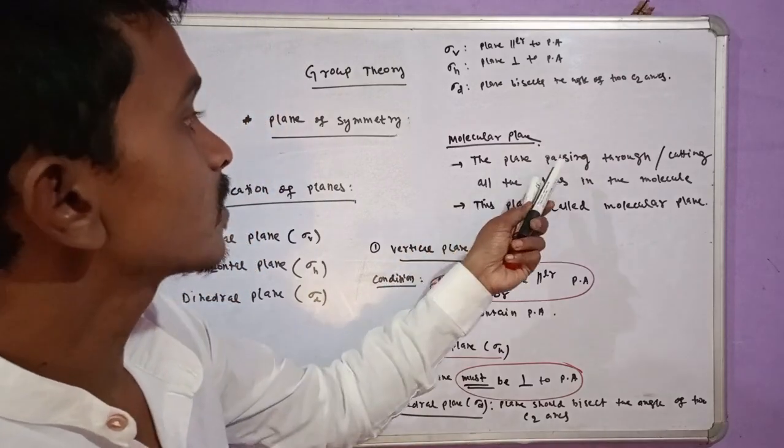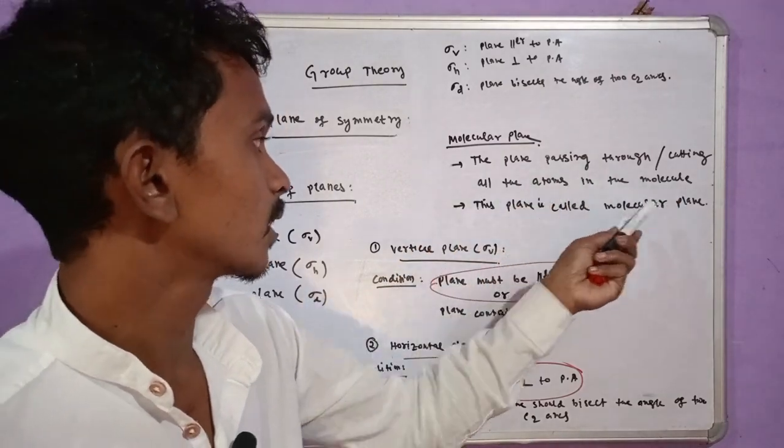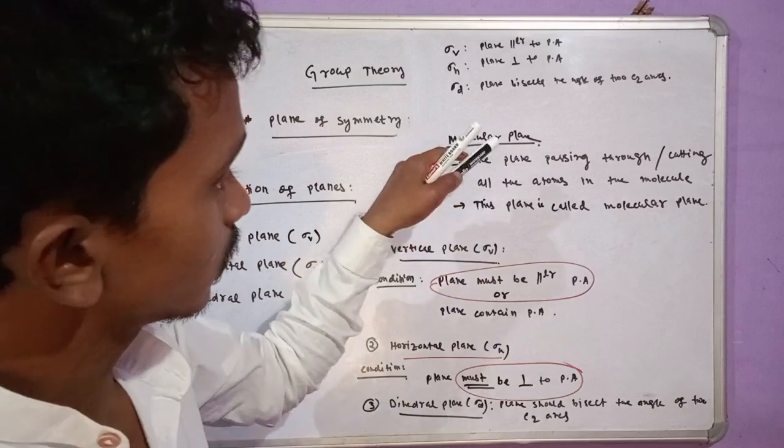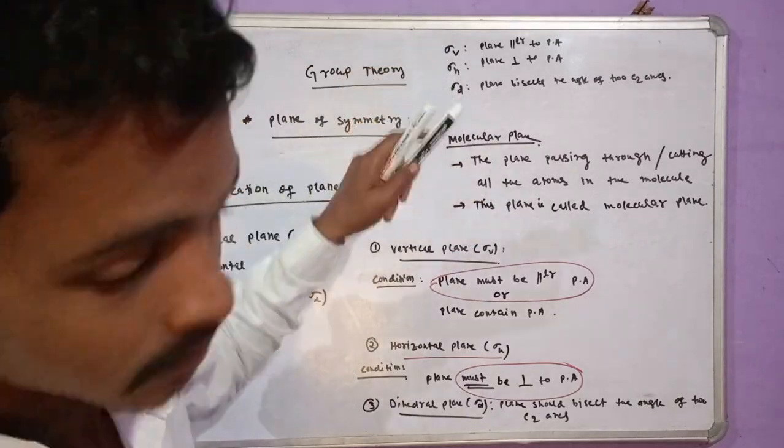And the molecular plane is the plane passing through, cutting all the atoms in the molecule. This plane is called the molecular plane. The molecular plane's only condition is this. Okay, for this.